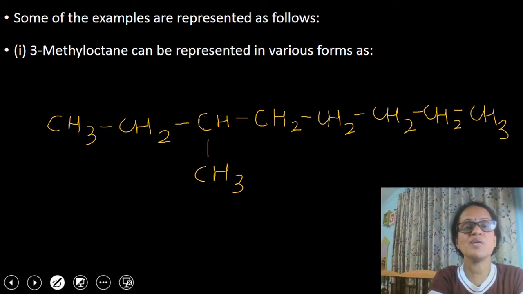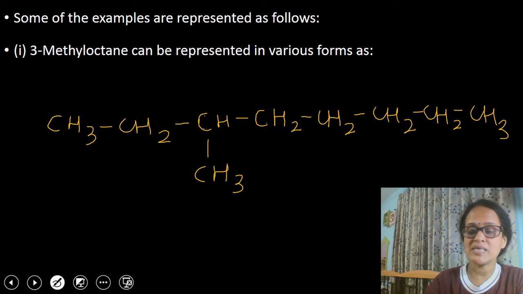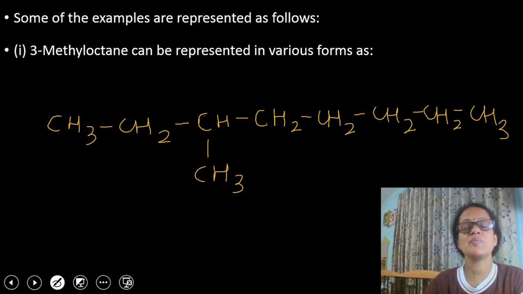So this is 3-methyl-octane. This is the structure of 3-methyl-octane. This is the complete structure. Then we are going to write this 3-methyl-octane by means of bond line notation. As I told you, in bond line notation we don't represent the carbon and hydrogen atoms. So I am writing here.